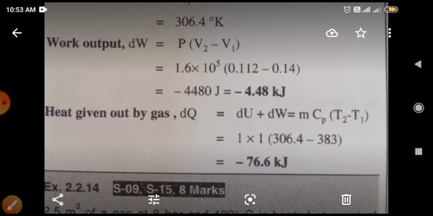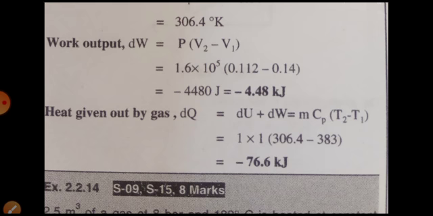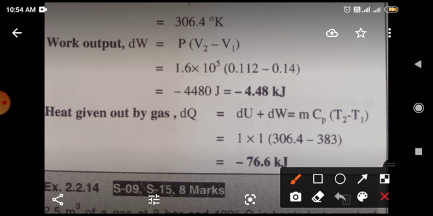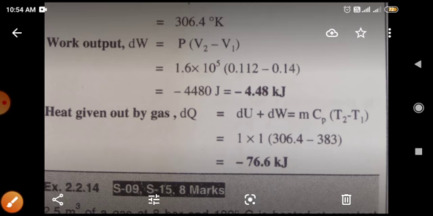Now the heat supplied is equal to the change in internal energy plus work done. But the second work done term is considered zero, because the change in volume is small and this process is also at constant pressure. Therefore heat supplied is equal to only the change in internal energy, which is m Cp delta T, which will also equal minus 76.6 kilojoule. Okay, so this was a problem.